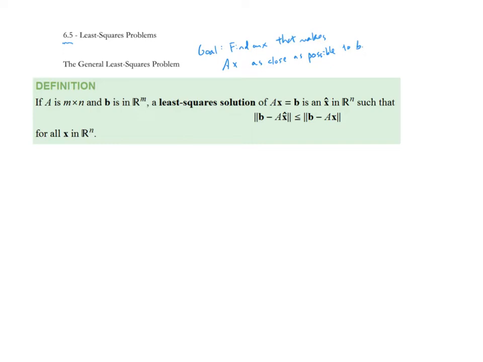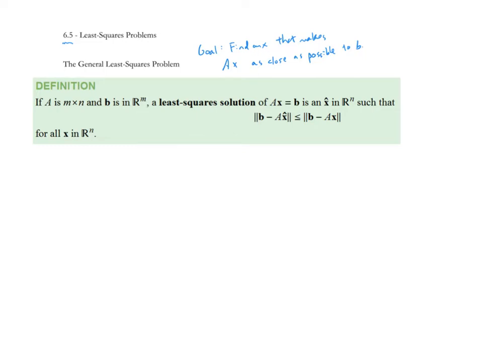Well, our definition here for least squares solution: we have a matrix A, m by n, and a vector b. A least squares solution of Ax equals b is a vector x hat in Rn such that the length of b minus A x hat, the distance between those two vectors, is smaller than the length of b minus Ax, for all x, any other vector in Rn. Okay, that's how we define as close as possible, and it's called a least squares solution.